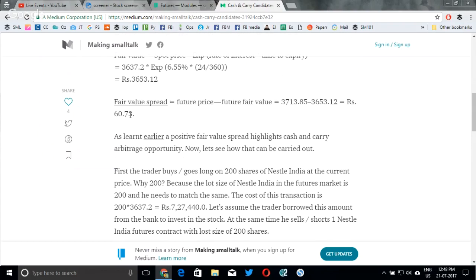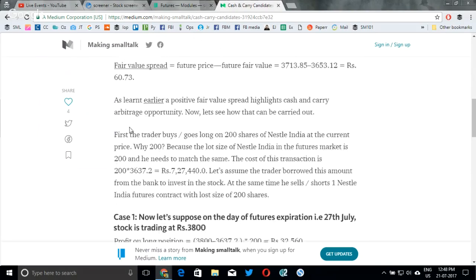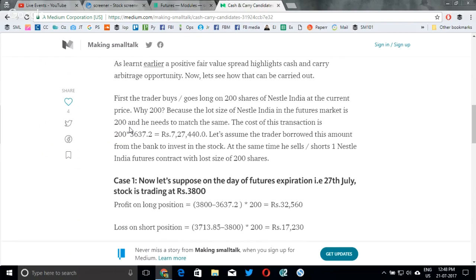Simultaneously, we would be opening a long position on the Nestle share price in cash. And given that the lot size of the future contract is 200 shares, we need to buy the same quantity in cash to offset the position. So the first trade was to short one contract of Nestle's future, and the second trade was to go long on 200 shares of Nestle. Now let's assume that the user who's trying to execute this particular trade doesn't have money to buy the Nestle shares. So in this case, what he can do is go to the bank and borrow some money to invest in this particular share.